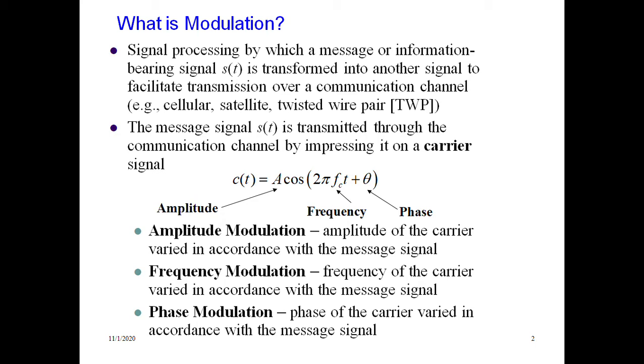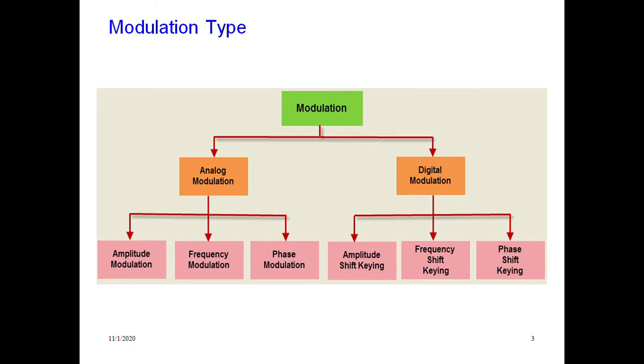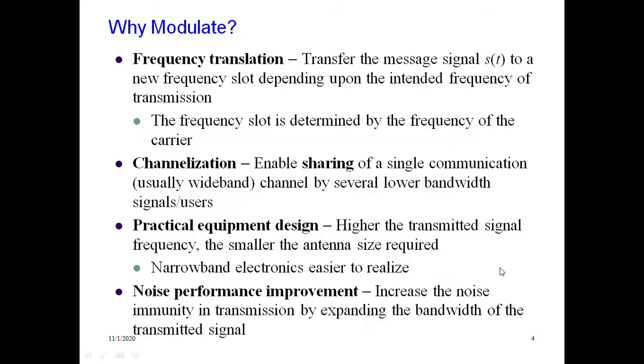And the third one is phase modulation. Here, the phase theta will vary according to the message signal. So there are three types of modulation that we will cover in this chapter. Actually, modulation can be analog modulation or digital modulation. As I said before, the amplitude modulation, frequency modulation, and phase modulation we will cover in the subject fundamental of communication. So these three will be covered in the next semester.